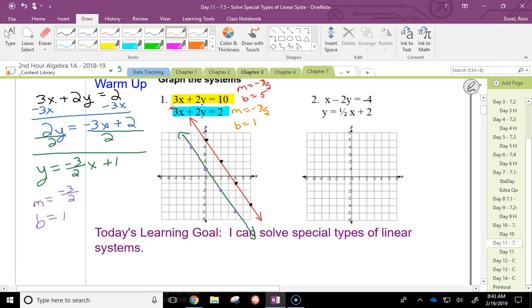Brianna? First of all, they're parallel. Okay, the lines are parallel. And that, I don't know what else.